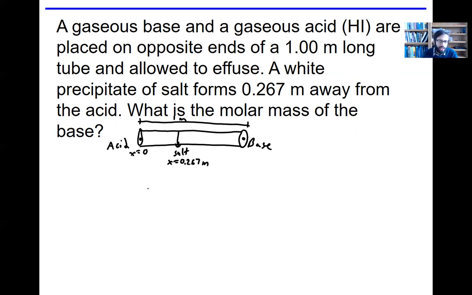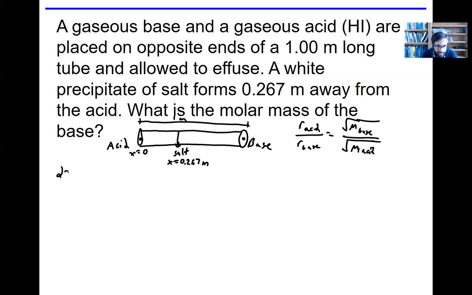All right, so this is a little bit different because we know our rate equation here. We can write a rate expression, right? R acid over R base is going to be equal to the square root of M base, remember inversely proportional here, divided by the square root of M acid. So we know that expression from what we went over earlier in this video. That's what is given to us. But what's a little weird is that we don't have rates, we have distances. So how are we going to do that?